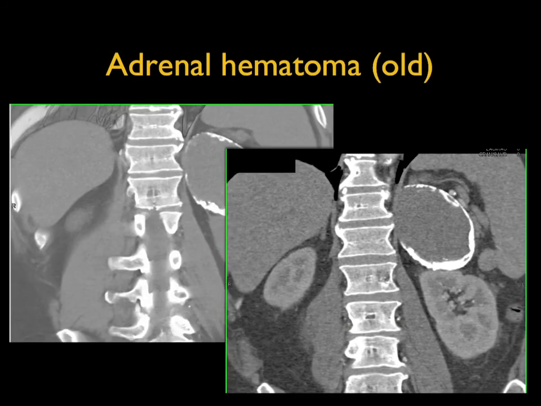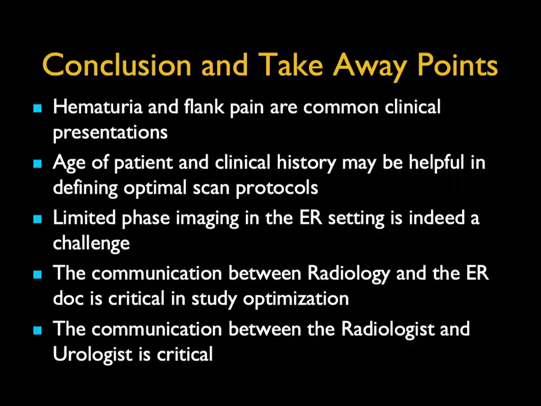And finally, here's an example of a hematoma, just a huge mass with rim calcification. You can have calcification in carcinomas, but this is what you're going to be thinking about. So some conclusions and takeaway points. Hematuria and flank pain are common clinical presentations in the acute abdomen. The age of patient and clinical history may be helpful in defining the scan protocols and the likely diagnoses.